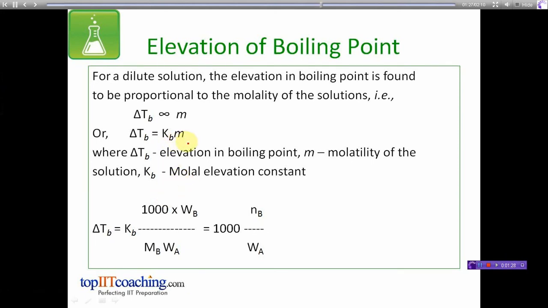So, on substituting the value of m, that is molality, in this equation, we can write that delta Tb is equal to Kb into the value of molality, that is 1000 into Wb divided by Mb into Wa, where Wb is the weight of the solute, Mb is the molecular weight of the solute, and Wa is the weight of the solvent. We know that Wb divided by Mb is the number of moles of the solute, which can be denoted by nb. So we can write this formula as delta Tb is equal to Kb into 1000 into nb divided by Wa.